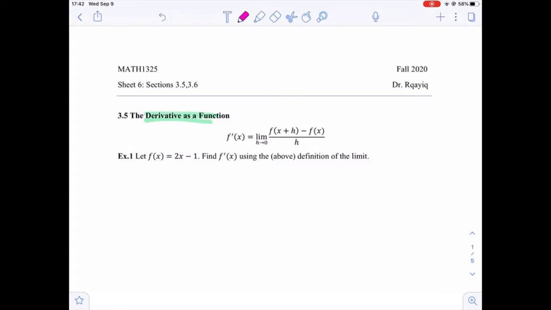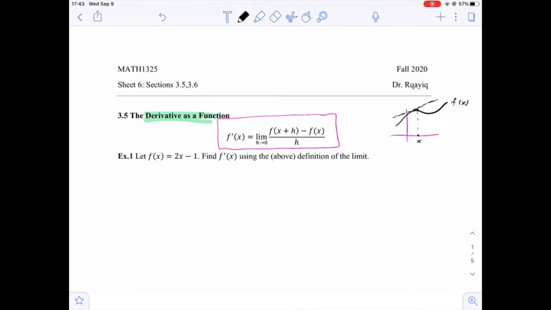So the derivative of the function is given by f prime of x equals the limit of f of x plus h minus f of x over h as h approaches 0. And as we described before, if we have a curve or function that's graphed here, and we want to find the slope of the tangent line at a point, for example x, this is the tangent line, and we want to find its slope.